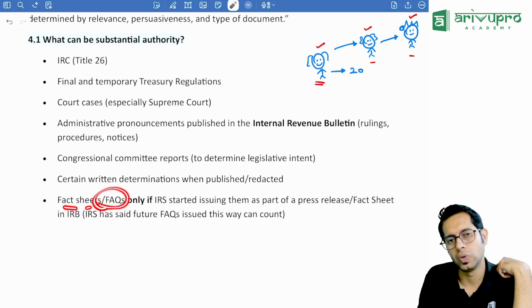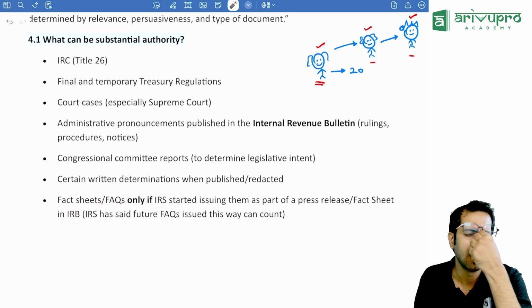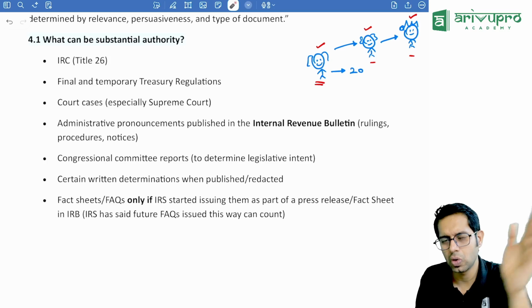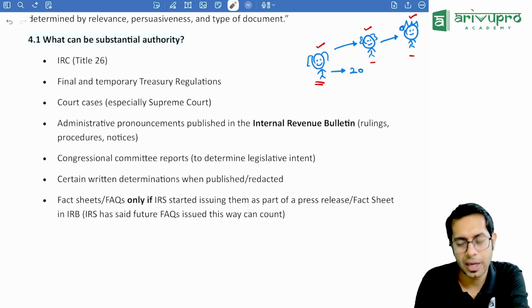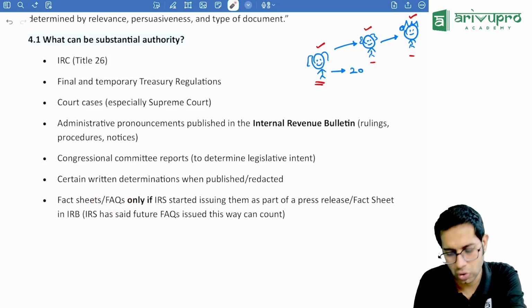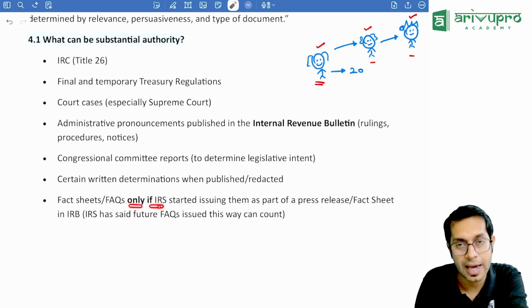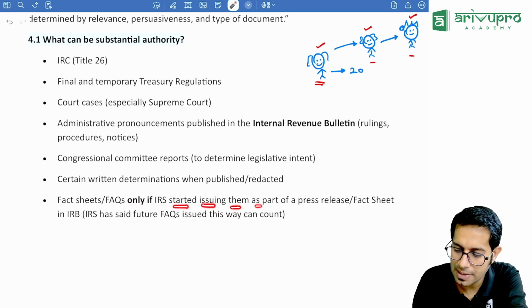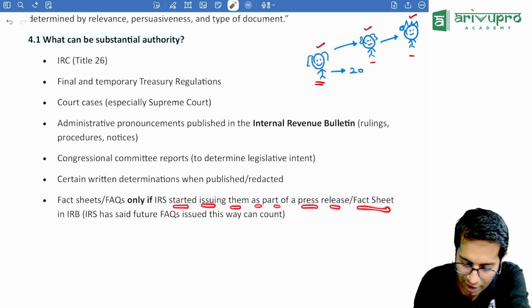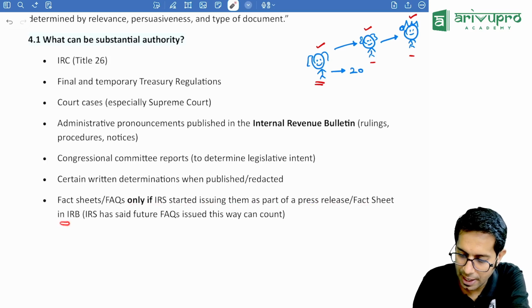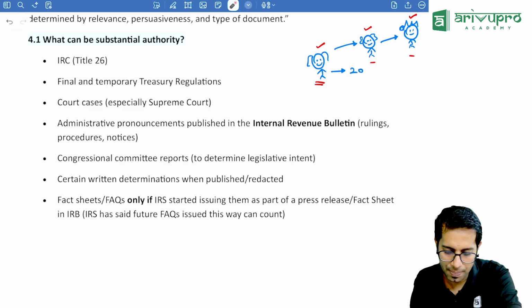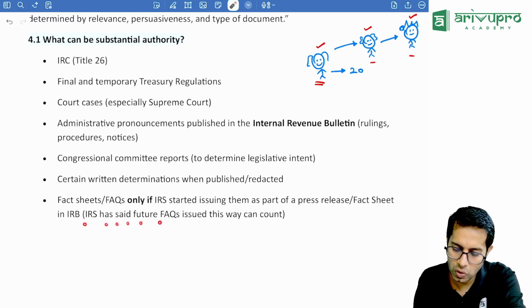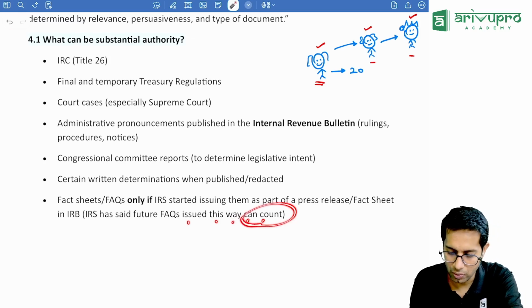Fact sheets or FAQs. Many times, whenever you are going through any website or any document, they will also have FAQs, frequently asked questions. Only if it is issued by the IRS will it have weightage. Only if the IRS started issuing them as a part of a press release or fact sheet in the IRB. IRB means what, sir? Internal Revenue Bulletin. The IRS has said future FAQs issued this way can count.